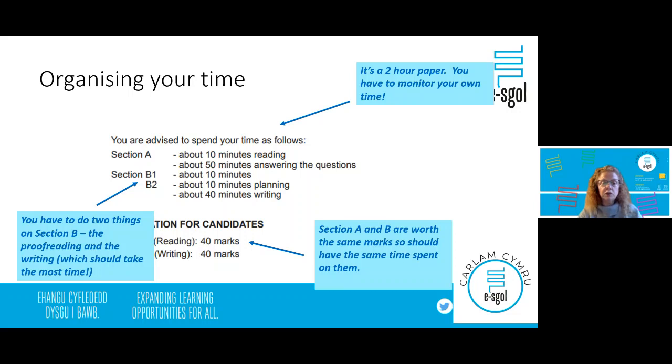All right, so it shows you there, look, about 10 minutes doing the proofreading, about 10 minutes planning, and about 40 minutes writing. I would suggest splitting it up a tiny little bit differently to save yourself some time to proofread your own work as well. And that's one of the reasons why proofreading is in this exam, to try and make you aware of your own writing. So one of the things you're going to have to do is proofread and make sure you've got your capital letters and your full stops in the right places.